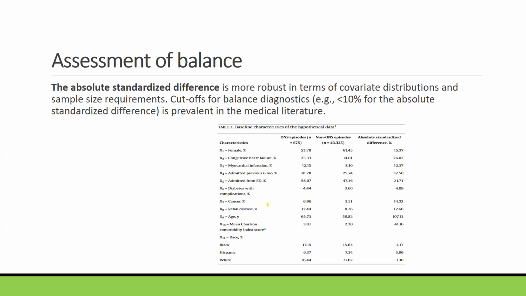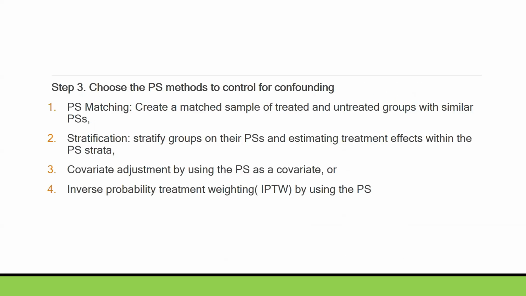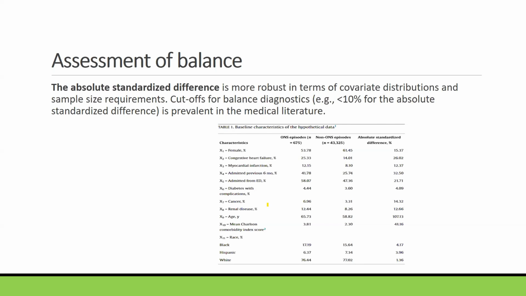So how do you assess the balance before determining these propensity score methods? You have at least 4 methods: you use matching, you go for stratification, you go for covariate adjustment, or you go for inverse probability of treatment weighting. But how do you assess the balance of the covariates? You have the set of covariates here, so you have to check, as in this example, the group that received the treatment as compared to the comparison group. So you should really compute the absolute standardized difference.